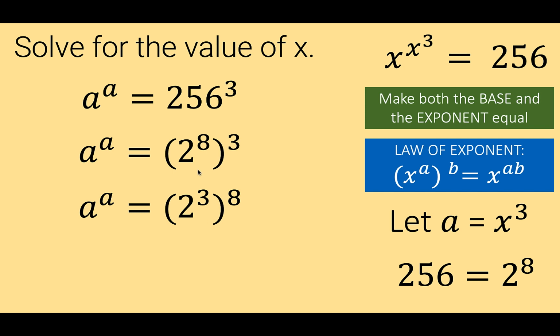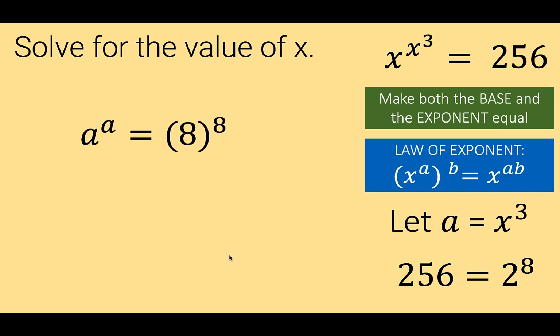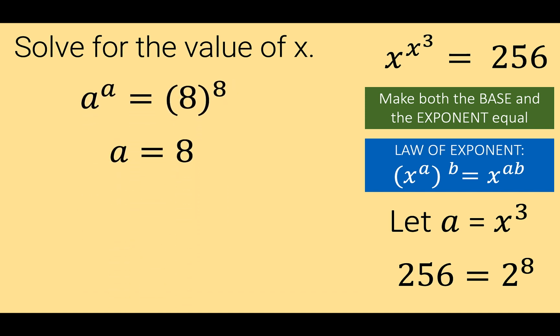Notice that 8 and 3 are interchanged. Why did we do that? Notice now that 2 raised to the third is equal to 8, and the exponent outside here is 8. In other words, we now have the base 2 to the third equal to the exponent 8, because 2 to the third is equal to 8. And so, we now say that a raised to a is equal to 8 raised to 8, which means that the value of a is equal to 8.